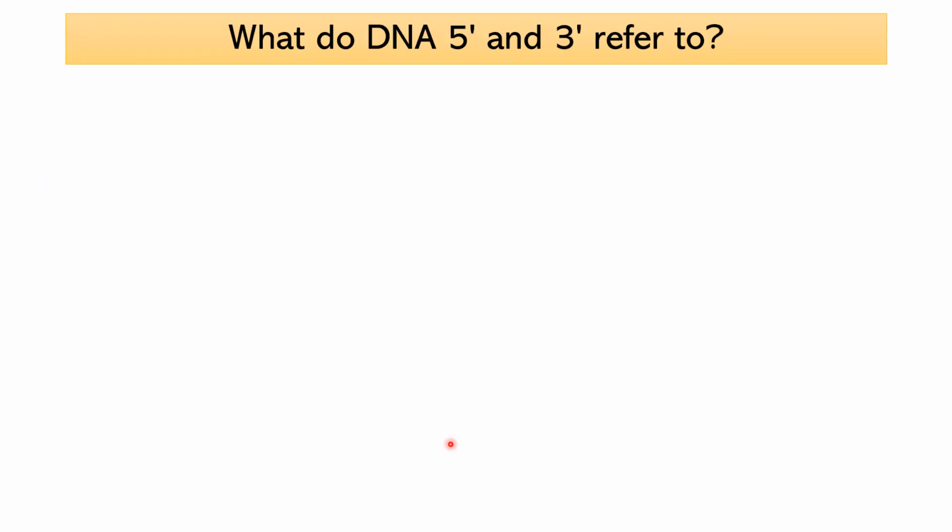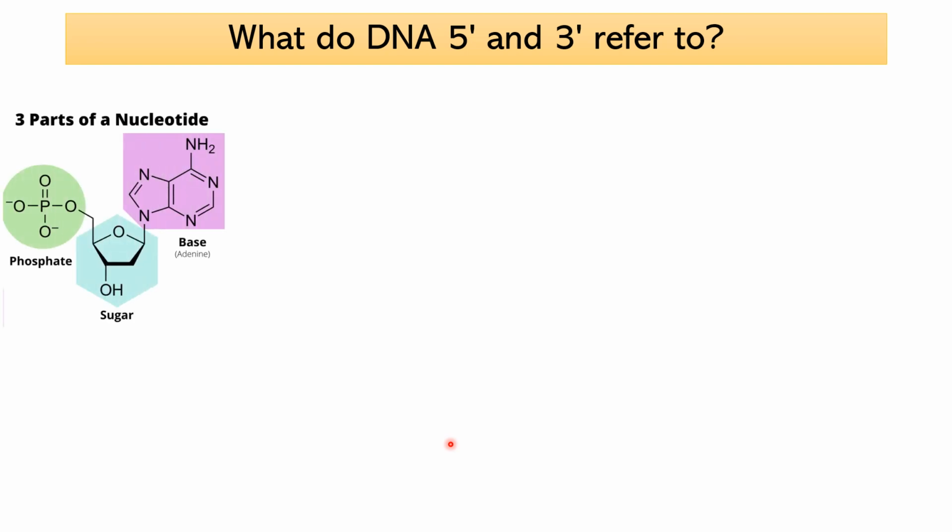So what do DNA 5 prime and 3 prime refer to? Before answering that, we need to go back first to the structure of the nucleotide. As we can see here, the nucleotide is made up of a nitrogenous base, which is adenine, thymine, guanine, or cytosine, and then a sugar group, and then a phosphate group. These are the 3 main components that make up the nucleotide. Within the sugar group, there are 5 carbon atoms, and every angle is a representation of a carbon atom: the first, the second, the third, the fourth, and the 5th carbon atom.